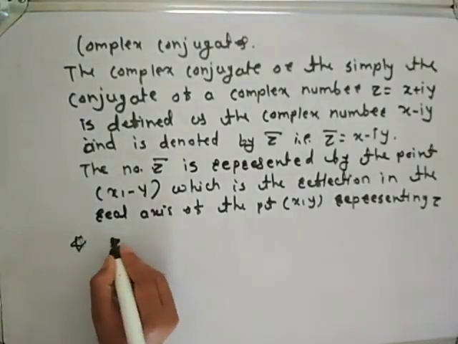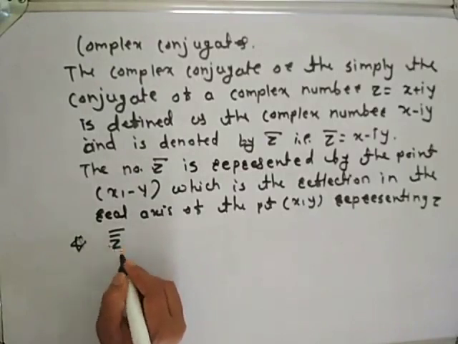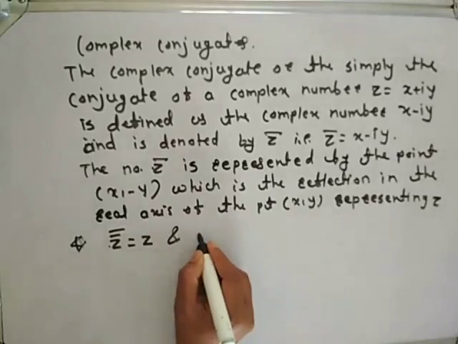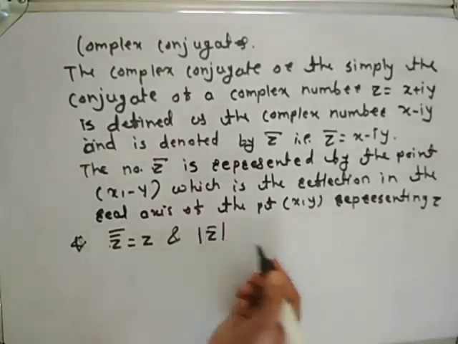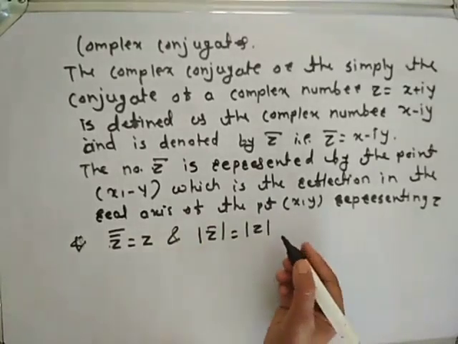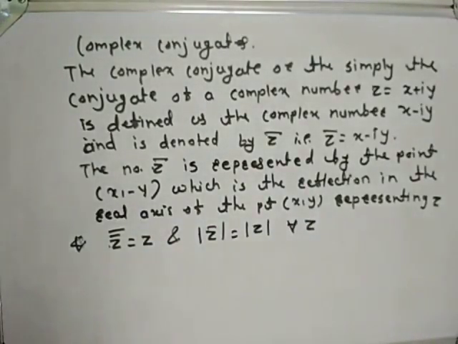Next line, conjugate of conjugate of z is equal to z. Modulus of conjugate of z is equal to mod z. This is true for all z.